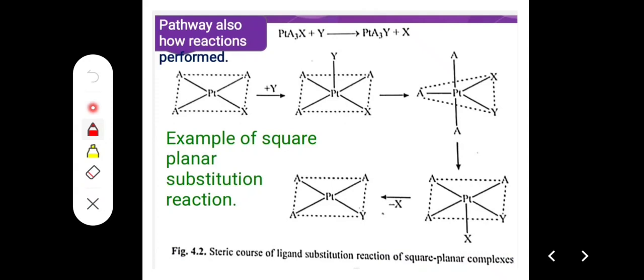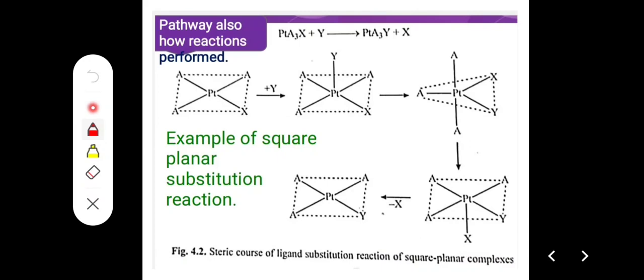Now there are pathways used. For square planar complexes, first the nucleophile attaches to the initial complex and produces a square pyramidal geometry. Then the square pyramidal transforms into a TBP shape geometry, and then the TBP geometry converts back into square pyramidal. Again we get the square planar complex.